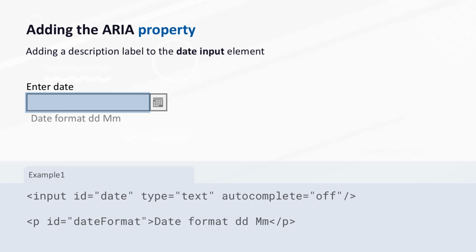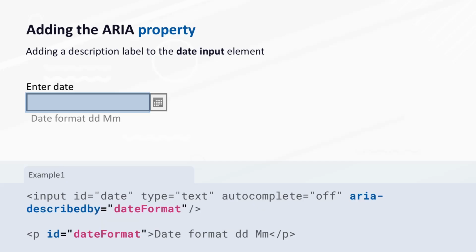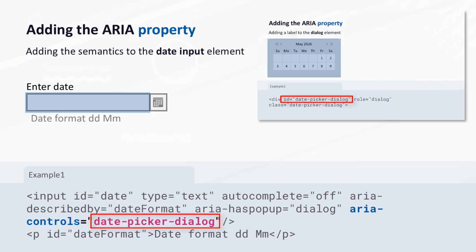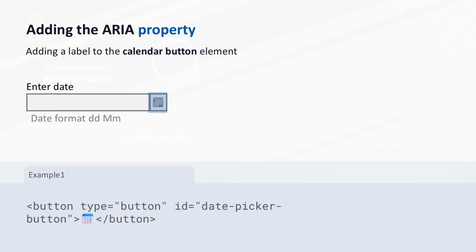The date input uses ARIA described by to programmatically link the input to the visible date format. ARIA has pop-up is set to dialog, and ARIA controls references the dialog by ID, connecting programmatically the input with the dialog. ARIA label is applied to the calendar button, which in most implementations is represented as an icon. This gives the button a clear, accessible name, such as choose date. Whenever a date has been selected, we can also update the ARIA label to include the selected date and a short instruction to change the date, such as change date 24 June.